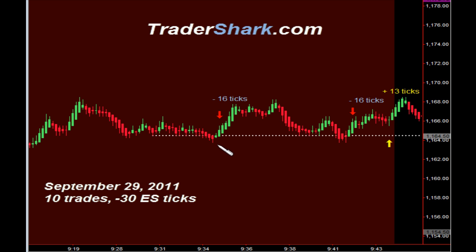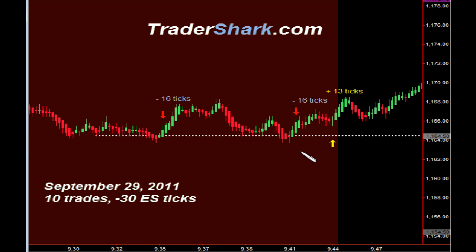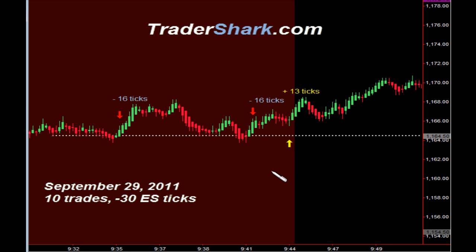I did that in the room, and as a result, I didn't get my target off at all. I got stopped out for minus 16 ticks. Market went on. We were still in the middle of the 15-minute range, had another opportunity to get short, got stopped out for another 16 ticks. So before even 9:45, we're starting out with minus 32 ES ticks.